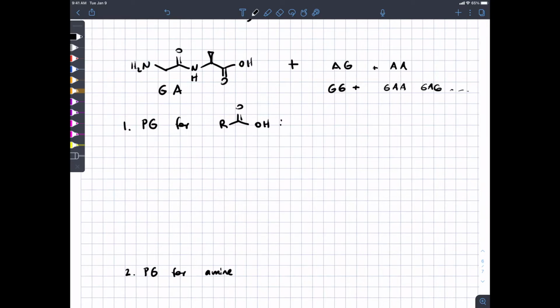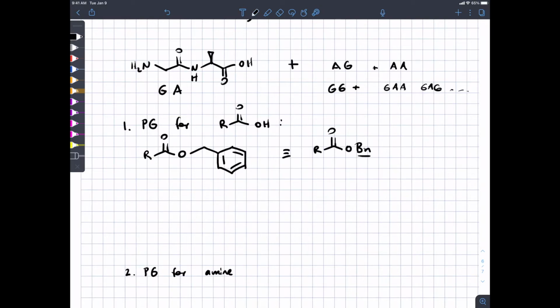So one that is often used for carboxylic acids is the benzyl ester. So here is the oxygen of the carboxylic acid, and then we have a CH2 group followed by a benzene ring. This is often abbreviated this way. Bn stands for benzyl. That's different from phenyl. The benzyl group has a CH2 group in between the benzene ring and whatever you're attaching it to.